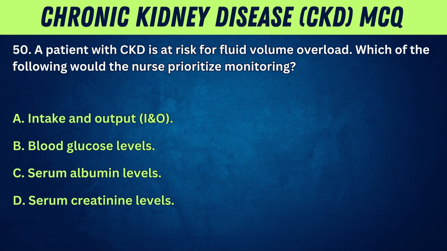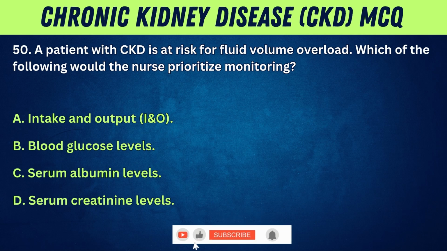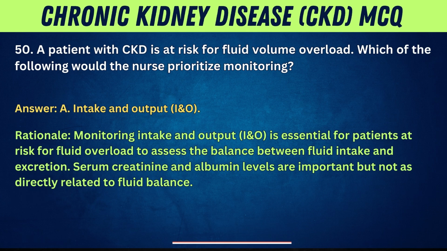50. A patient with CKD is at risk for fluid volume overload. Which of the following would the nurse prioritize monitoring? A. Intake and output, I and O. B. Blood glucose levels. C. Serum albumin levels. D. Serum creatinine levels. Answer: A. Intake and output, I and O. Rationale: monitoring intake and output is essential for patients at risk for fluid overload to assess the balance between fluid intake and excretion. Serum creatinine and albumin levels are important, but not as directly related to fluid balance.